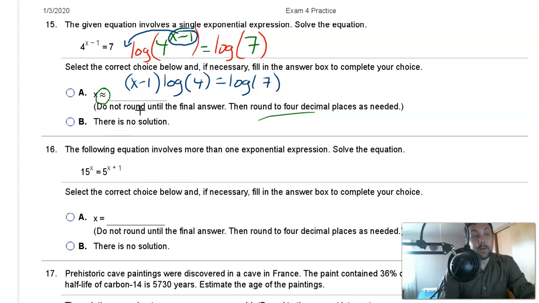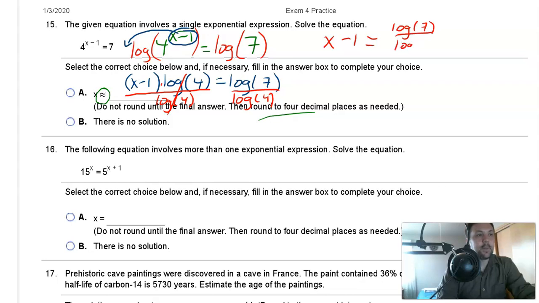The way I recommended doing this in section 4.4 in that lecture video is getting rid of this logarithm by dividing it to the other side, right? It's being multiplied to this parentheses, so I can cancel it out by dividing it to the other side. So I'll divide by log base 10 of 4. These cancel out. I'll get x minus 1 left over here. Because the logarithm is gone, I don't need the parentheses anymore. So I'll just put x minus 1 without parentheses, equals log base 10 of 7 over log base 10 of 4.